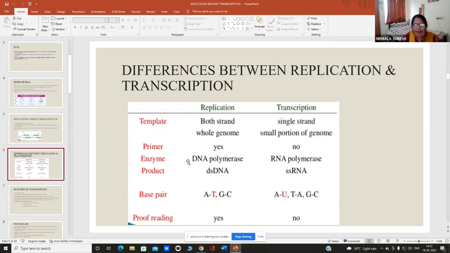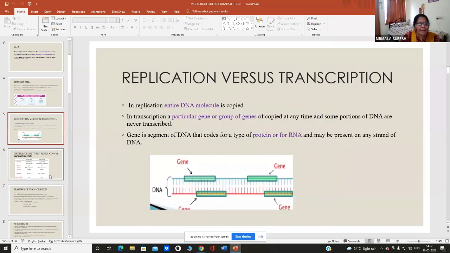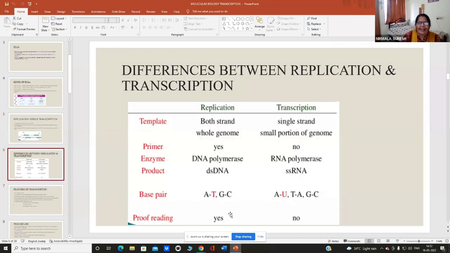DNA dependent DNA polymerase, DNA dependent RNA polymerase, product, base pair, proofreading. See, I told you no proofreading happens. Proofreading is done by editor enzymes.